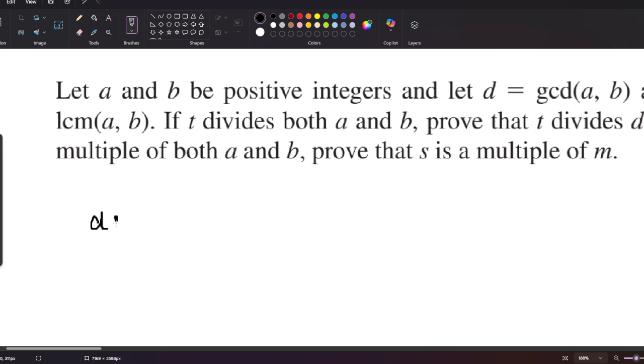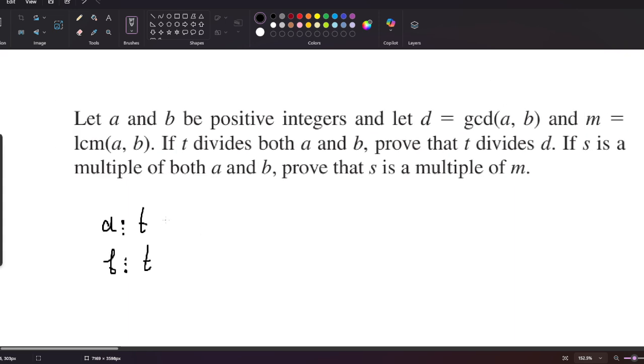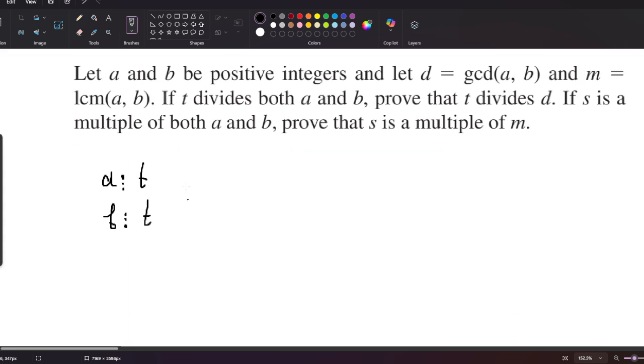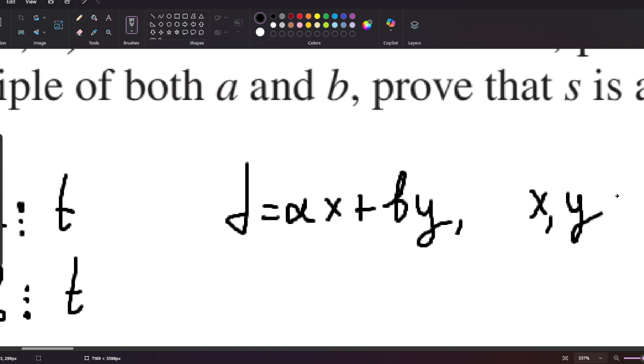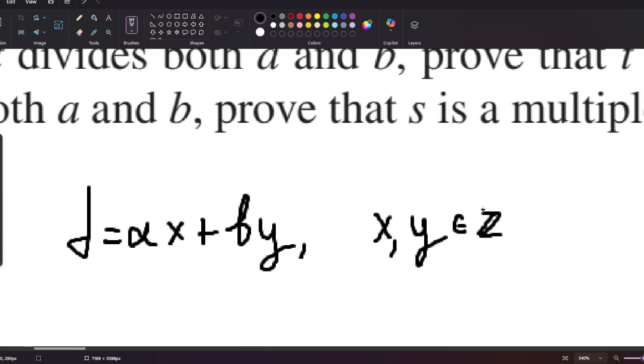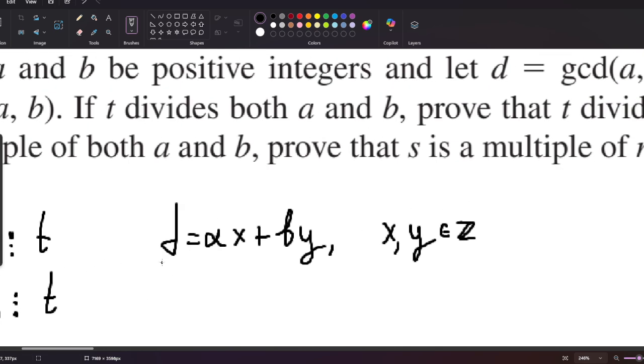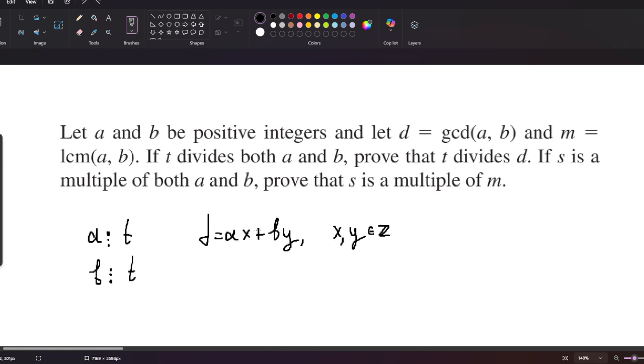First one, if a is a multiple of t and b is a multiple of t, we have to prove that their greatest common divisor, denoted by d, is also a multiple of t. So let's begin with the fact that d can be expressed as ax plus by, where x and y are a pair of integers that we know exists. It's not arbitrary, but it does exist, so we can write d as that.